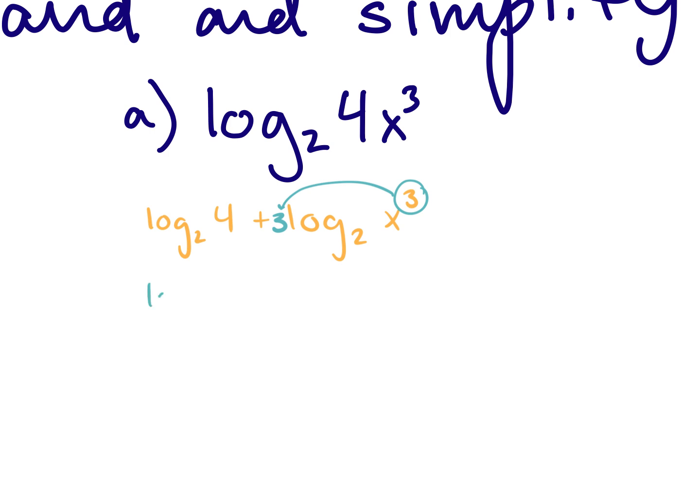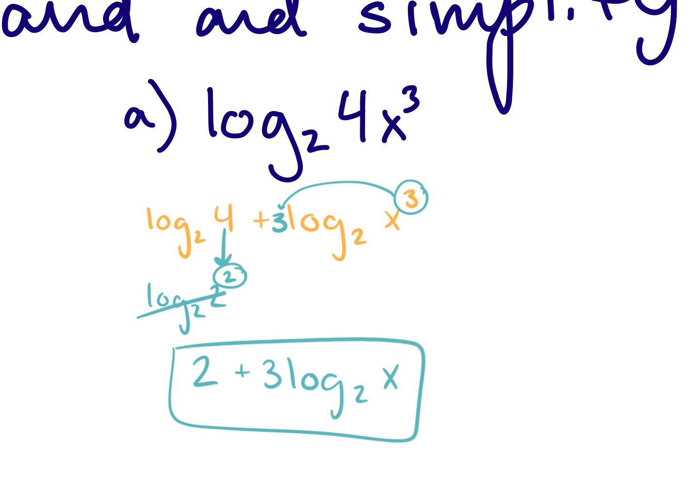Awesome. This would turn into log base 2 of 2 to the second power. 2 to the second power is 4. So log base 2 of 2 would cancel. We're just left with the exponent 2 plus 3 log base 2 of x. This would be our answer. So this would be as simplified as we can go.